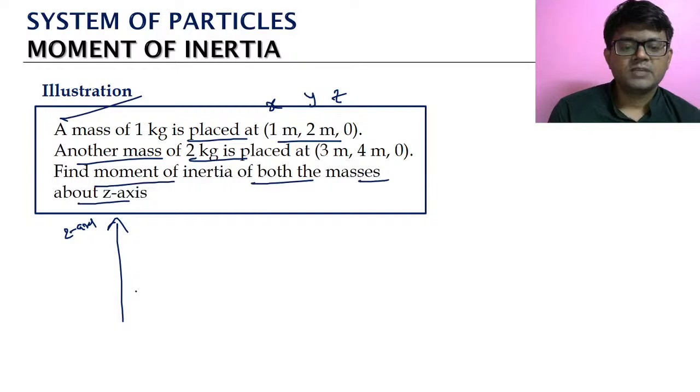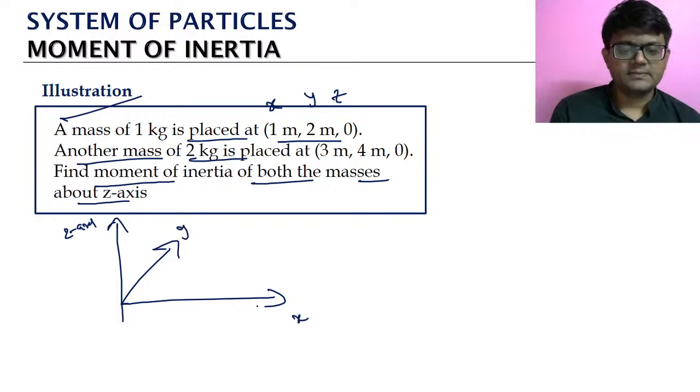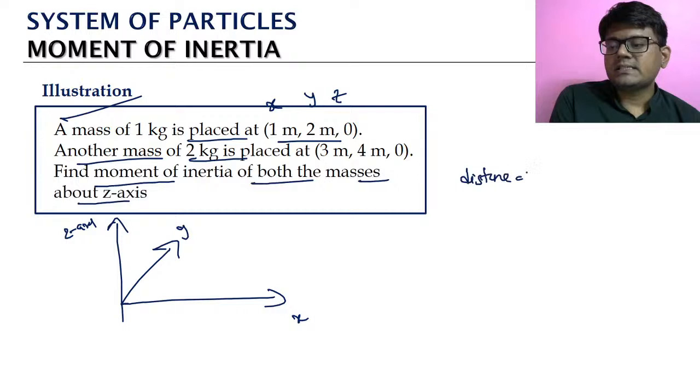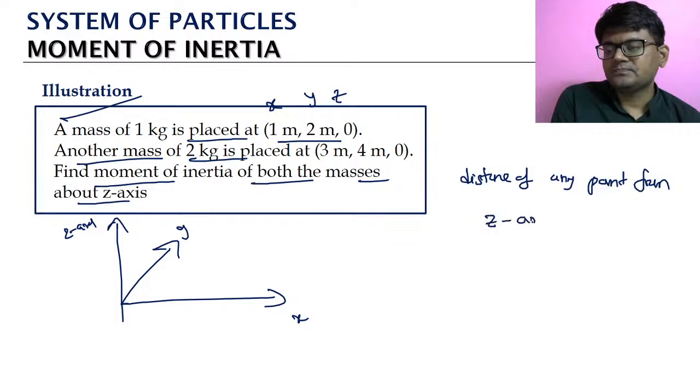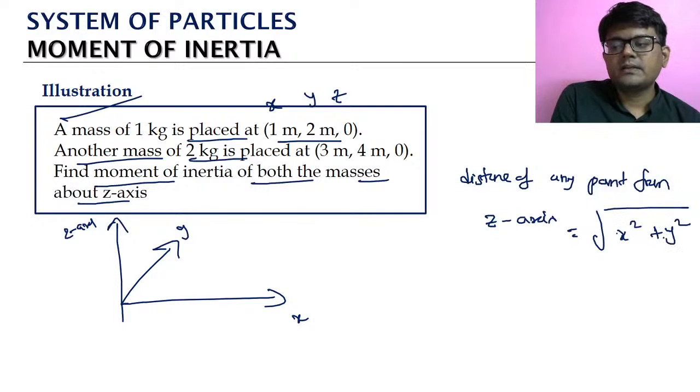Okay, இங்க என்ன தெரியுமா, this is another important point. So this is the x axis, y axis. The distance of any point from the z axis will be equal to the square root of the x coordinate square plus y coordinate square. That will be the distance of any point from the z axis.